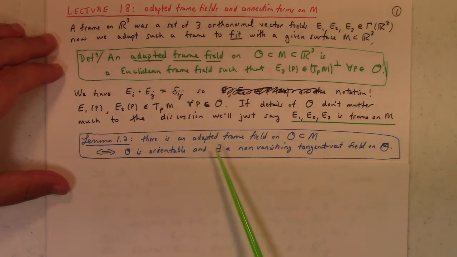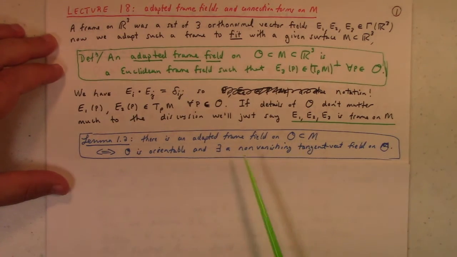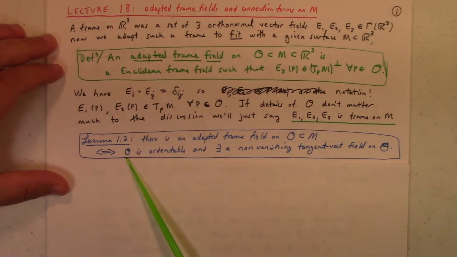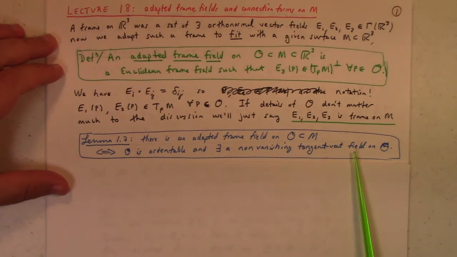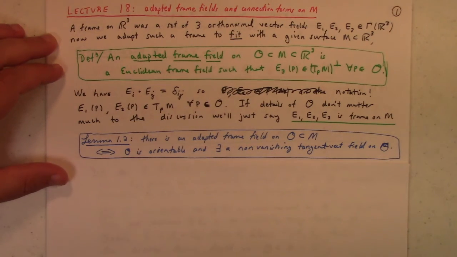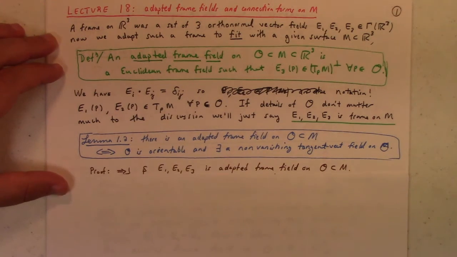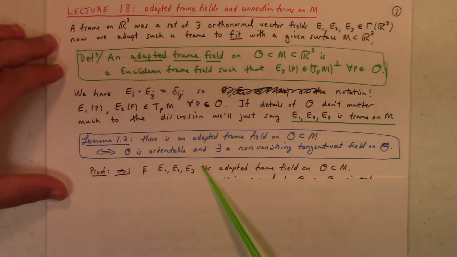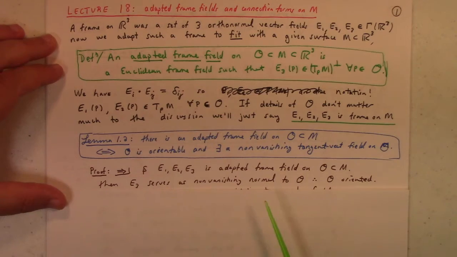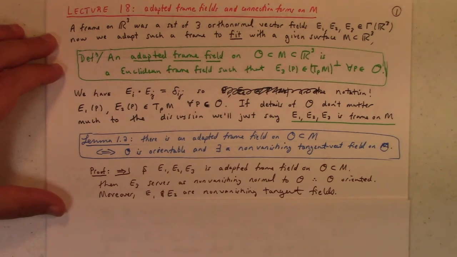So here's lemma 1.2. There is an adapted frame field if and only if the set is orientable, and there exists a non-vanishing tangent vector field on the set. So the forward implication: suppose you've got an adapted frame field. Well, then basically E3 is your unit normal, and so it's orientable. On the other hand, E1 or E2 serves as a non-vanishing tangent vector field, so there you go, there's the forward implication.